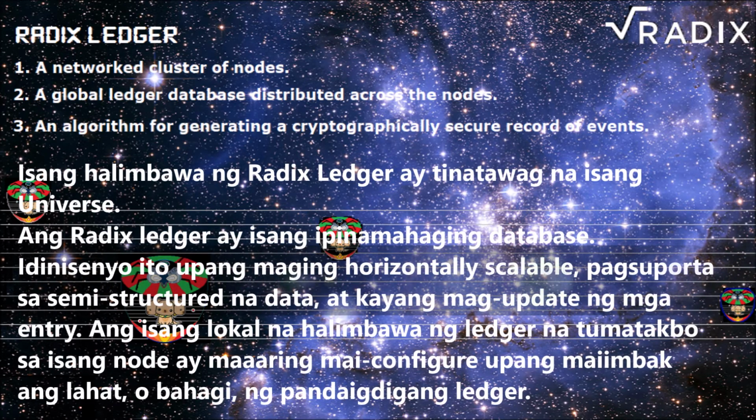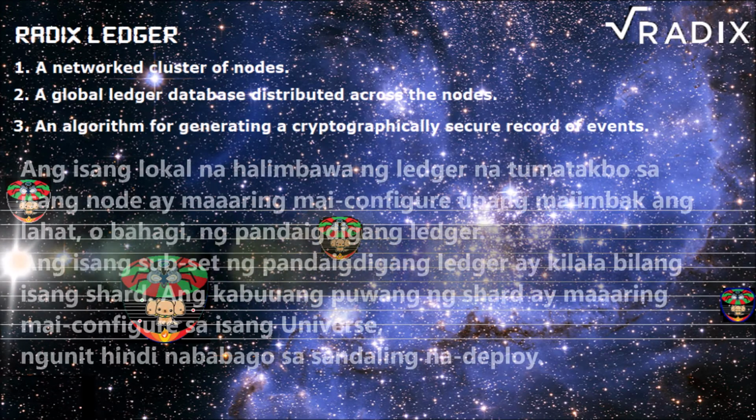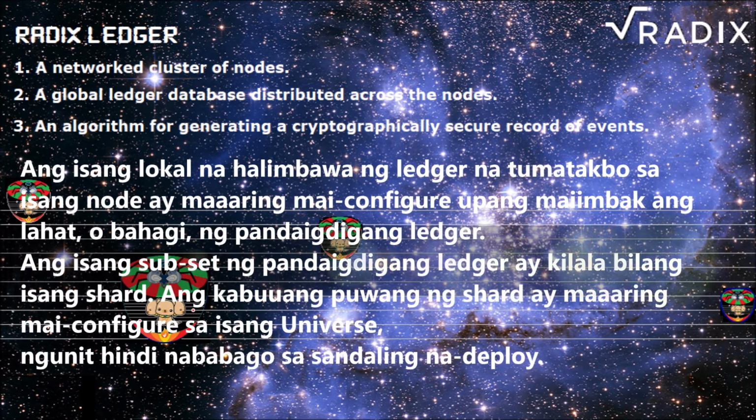The Radix ledger is a distributed database. It is designed to be horizontally scalable, supports semi-structured data, and can update entries. A local ledger instance operating on a node can be configured to store all, or part, of the global ledger. A subset of the global ledger is known as a shard. The total shard space is configurable per universe, but is immutable once deployed.